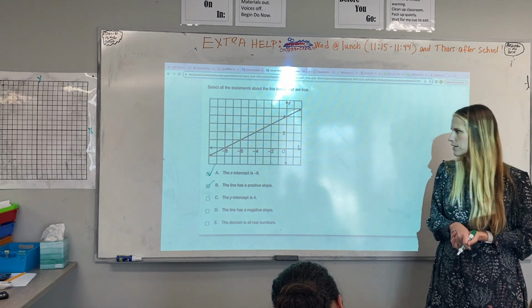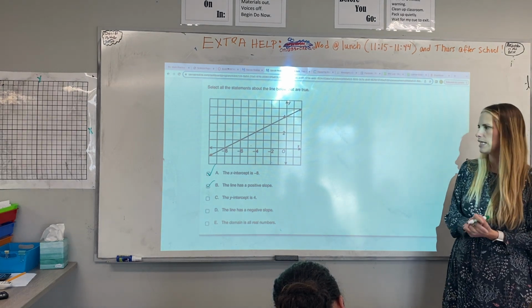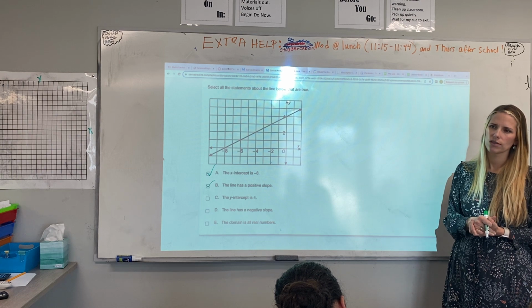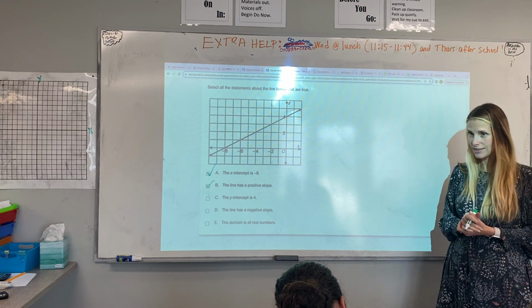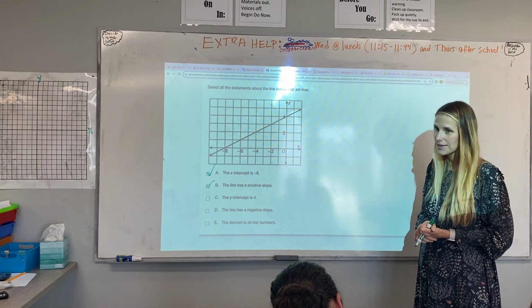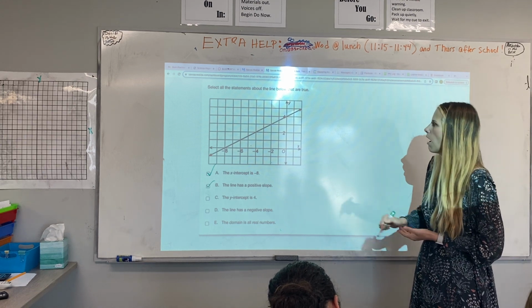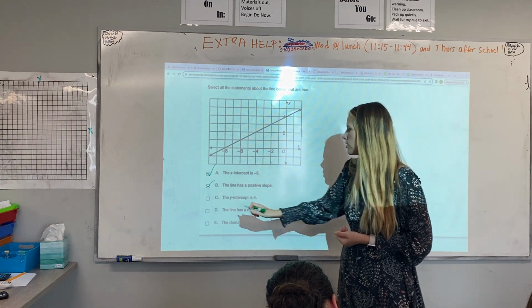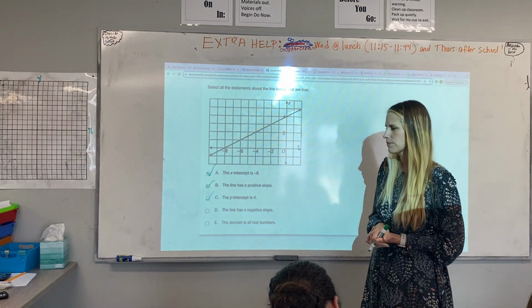The y-intercept is 4. Janice, what do you think? The y-intercept is 4. True or not true? Is that a true? Okay, why do you think it's true? Because you can see right there, right? On the y-axis, it intercepts at +4. So we're going to say true.